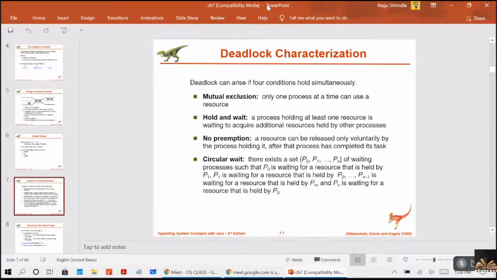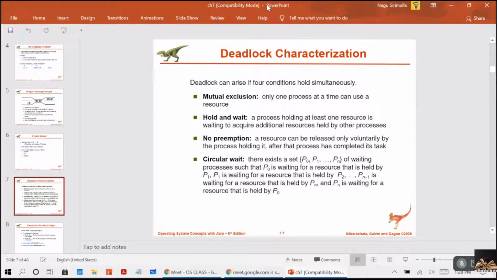What do you mean by mutual exclusion? Mutual exclusion means only one process at a time can use the resource, right? So in that case, if another process requests the resource, the requesting process must be delayed until the resource has been released. So mutual exclusion has to be satisfied, right? That means only one process at a time can use a resource.